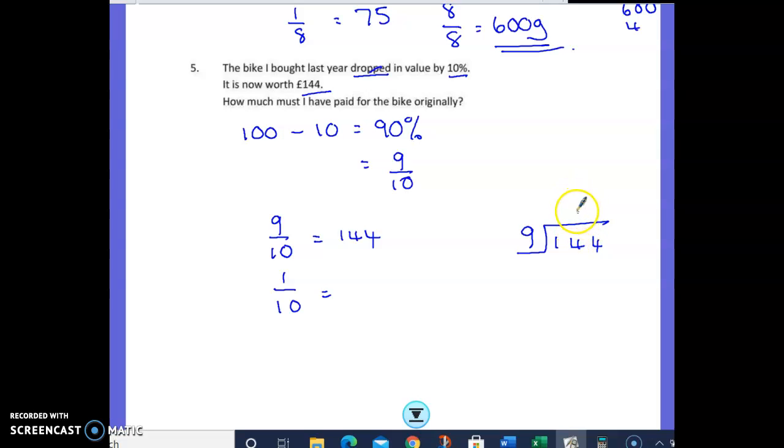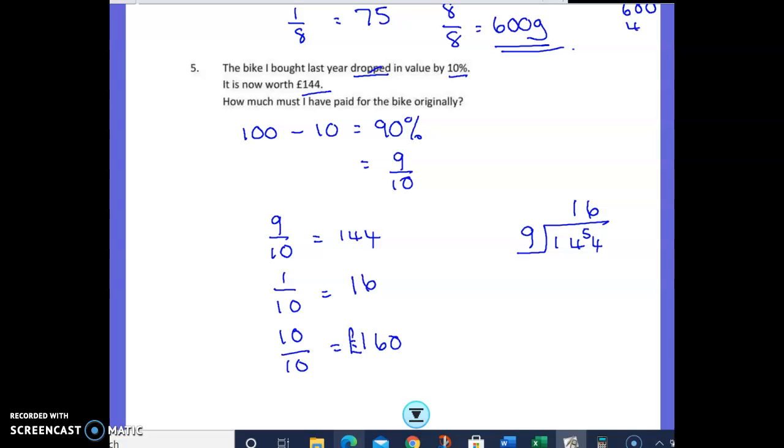9 into 14 goes once with 5 left over. 9 into 54 goes 6. So 1 tenth would be £16. Don't want 1 tenth though, I want 10 tenths. So times by 10. The bike originally cost me £160.